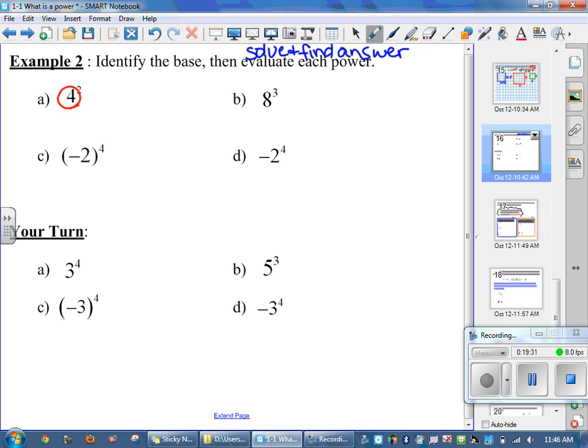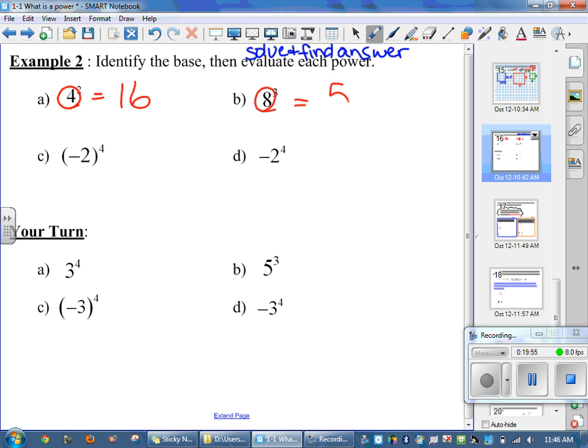Okay. Let's go across to letter B. 8 cubed. Which one is my base? The 8. Perfect. And now we're going to go 8 times 8 times 8. And what do you get for an answer? 512. Very nicely done.